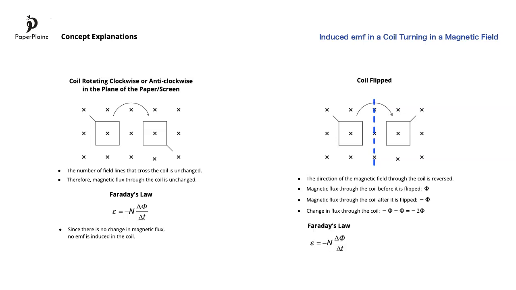Since the change in flux is negative 2 phi, we get that the induced EMF is equal to negative n times negative 2 phi divided by delta t. Simplifying, we get 2 times n times phi divided by delta t for the induced EMF in the coil. Therefore, when we flip the coil in the field, there is an induced EMF in the coil.